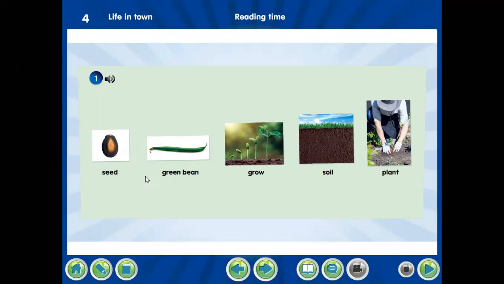Seed. Green bean. Bean. Green bean. Grow. Soil. Plant.